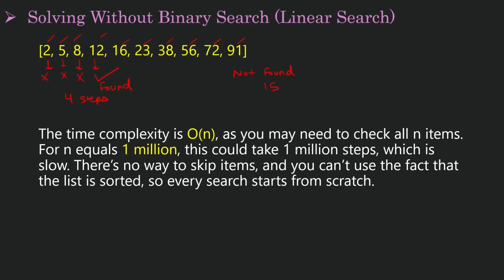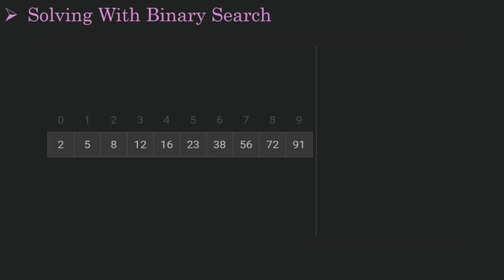The time complexity is O(n), as you may need to check all n items. For n equals 1 million, this could take 1 million steps, which is slow. There's no way to skip items, and you can't use the fact that the list is sorted, so every search starts from scratch. Solving with binary search.